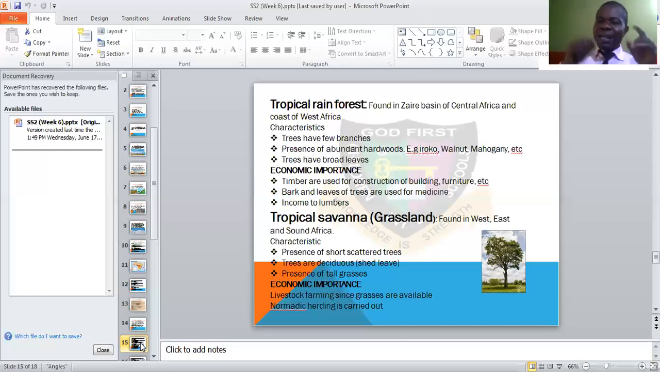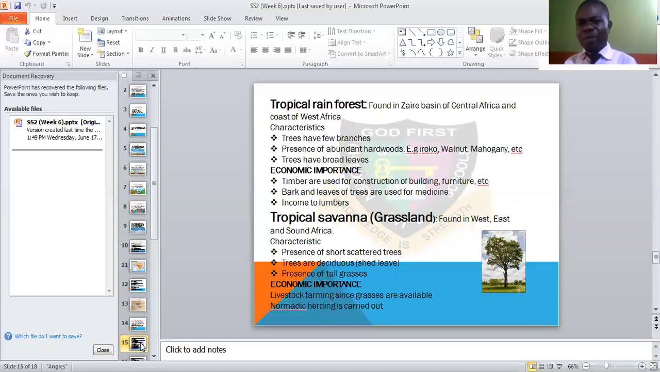Another one is tropical savanna. It is called grassland. This one is found in the west, east and south of Africa. It has the presence of short scattered grasses and trees. The trees are deciduous; they shed their leaves annually. That's what we mean by deciduous trees. They are not coniferous.